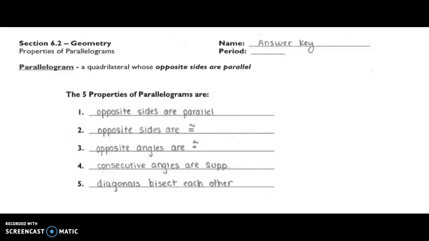All right, so the first thing we're going to look at is parallelograms. A parallelogram is a quadrilateral, a four-sided figure whose opposite sides are parallel. Okay, and these are the five properties of parallelograms that you need to know. You need to be familiar with these. Study these. Opposite sides are parallel. Opposite sides are congruent. Opposite angles are congruent. Consecutive angles are supplementary, meaning they add to 180, and the diagonals bisect each other.